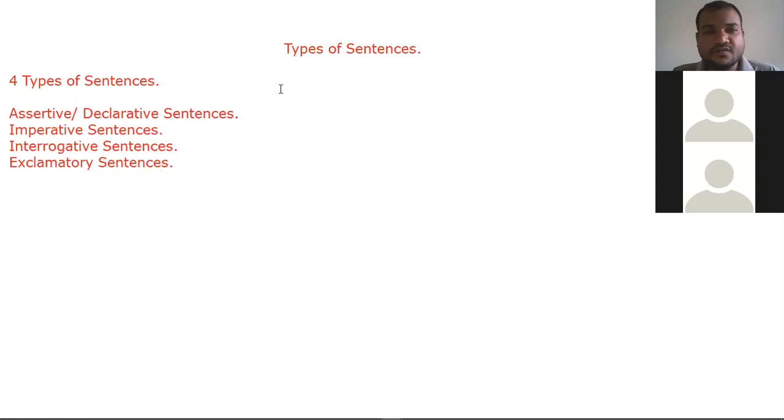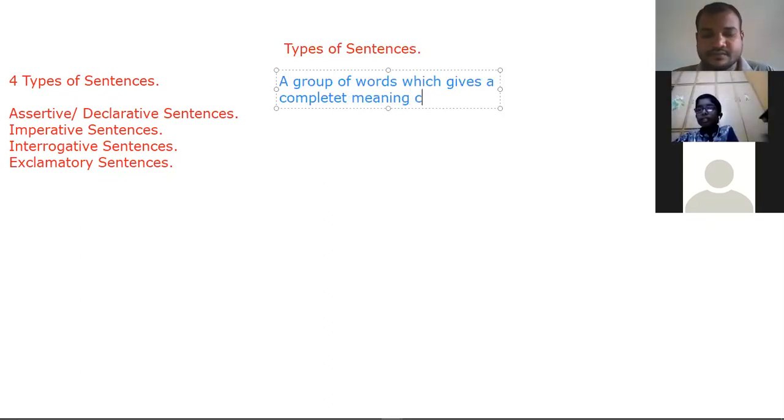Now, first of all, tell me what is meant by a sentence. A group of words which gives a complete meaning is called a sentence. Very good. A group of words which gives a complete meaning is called a sentence. Right? Very good.